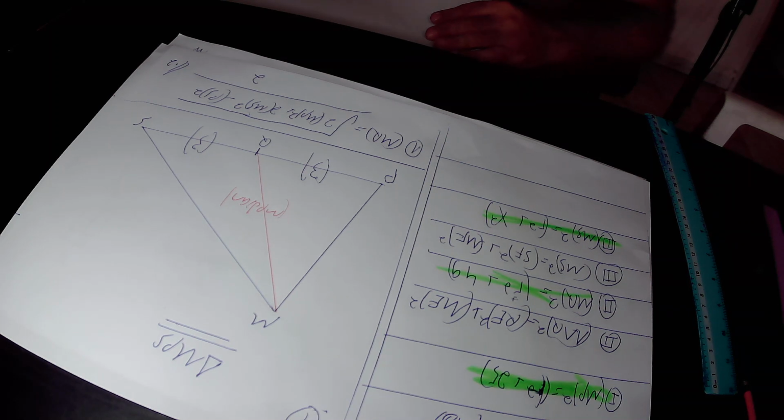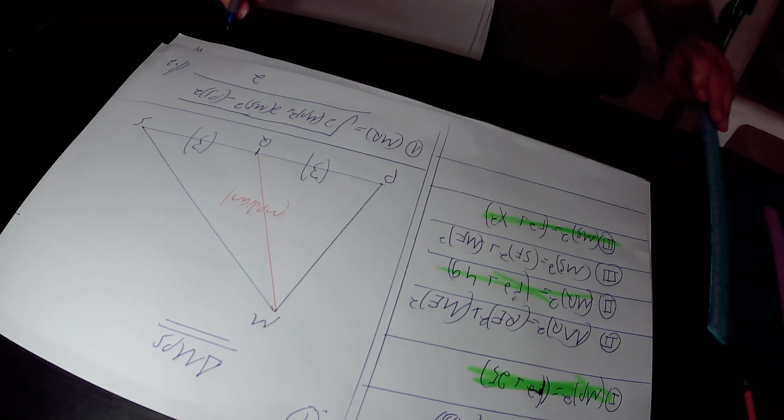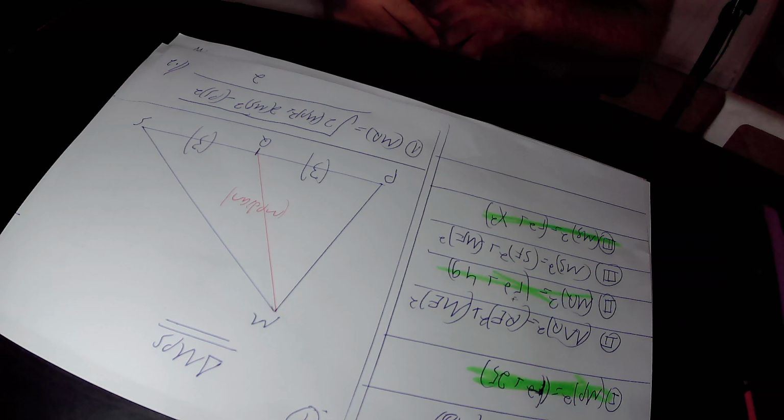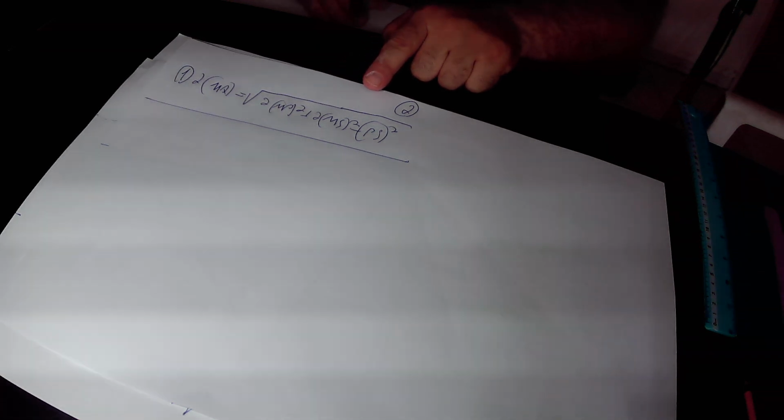and we get that according to equation 1, 2 times MQ is equal to the square root of 2 times MP squared plus 2 times MS squared minus PS squared. After we multiply this equation 1 by 2, we find that 2 times MQ equals the square root of 2MP squared plus 2MS squared minus PS squared.